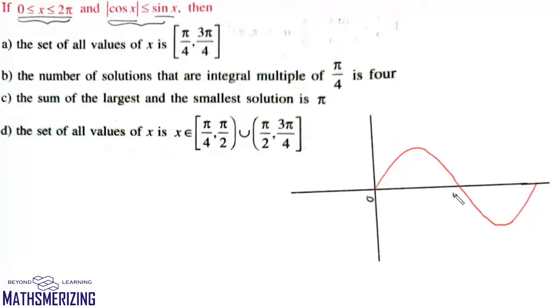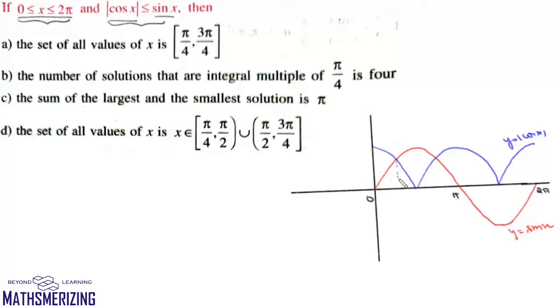So this is 0, this is pi, and this is 2 pi. So that is the graph of sin x. Now we'll draw the graph of mod cos x. So this blue graph is y equals mod cos x, and this red graph is the graph of y equals sin x.